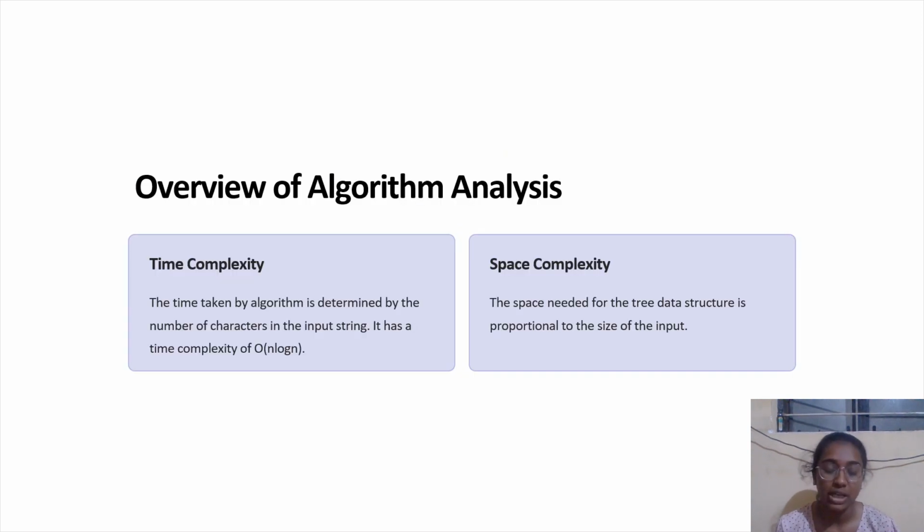Overall view of the algorithm analysis of a Huffman tree. It has two main aspects, time complexity and space complexity. The time taken by the algorithm is determined by the number of characters in the input string. That is the time complexity. For the space complexity, the space needed for the tree data structure is proportional to the size of the input.